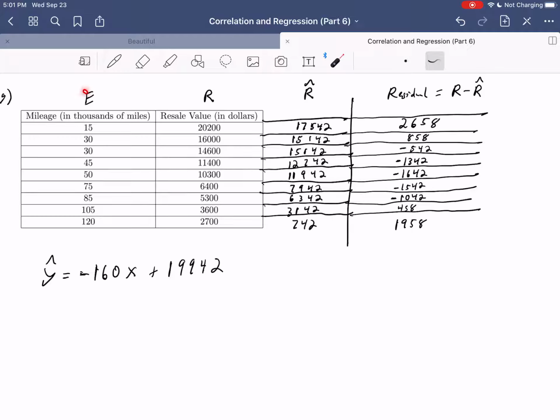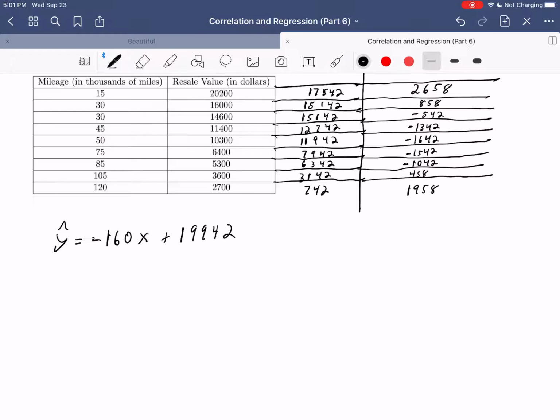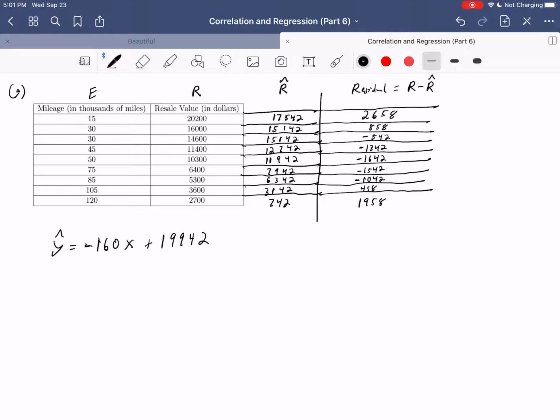Remember, the residual plot is going to be the explanatory and these residuals. So let's go ahead and zoom out just a little bit. There we go. So this will be the residual here. Remember, we're going to float the 0 in the middle. Notice that the residuals go as high as like 2,600 and as low as like negative 1,642. So we can just go by 1,000.